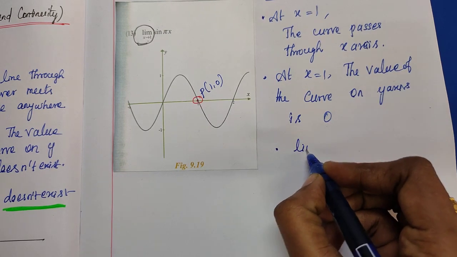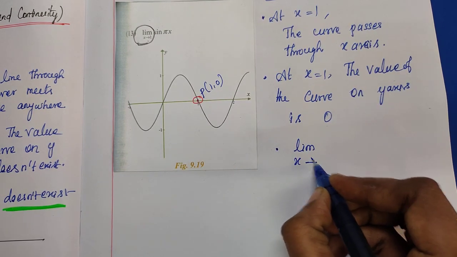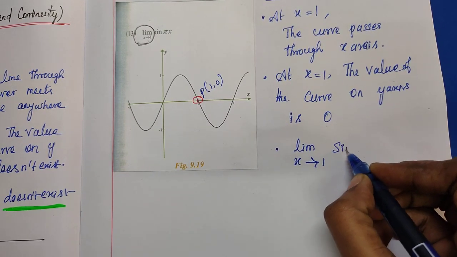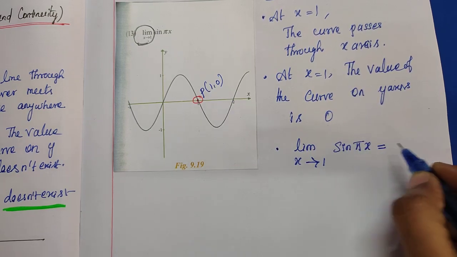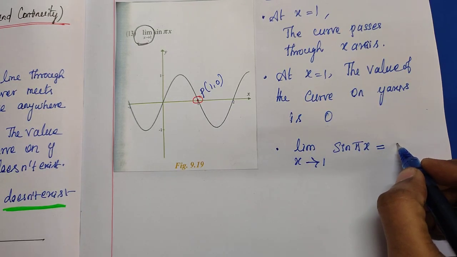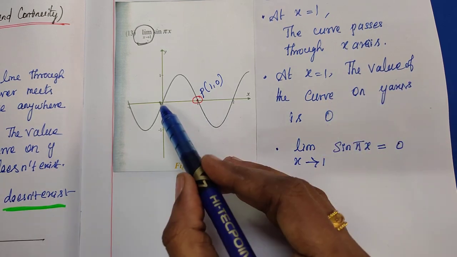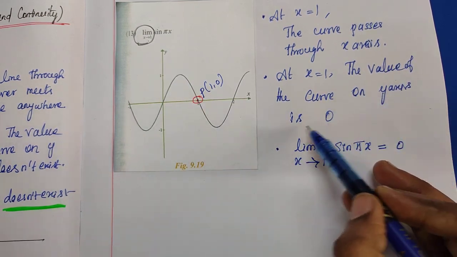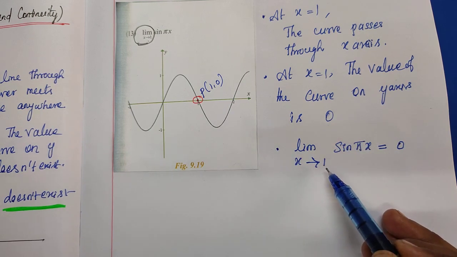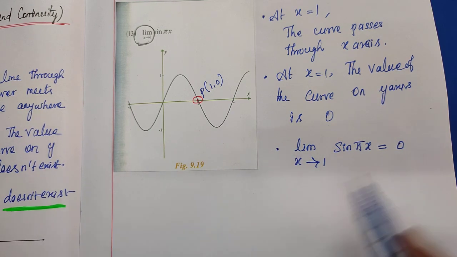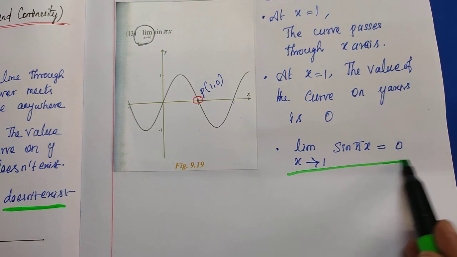Therefore, limit x tends to 1 sin pi x equals 0. At x is equal to 1, the value of the curve on the y-axis is 0. Therefore, the limit value is 0.